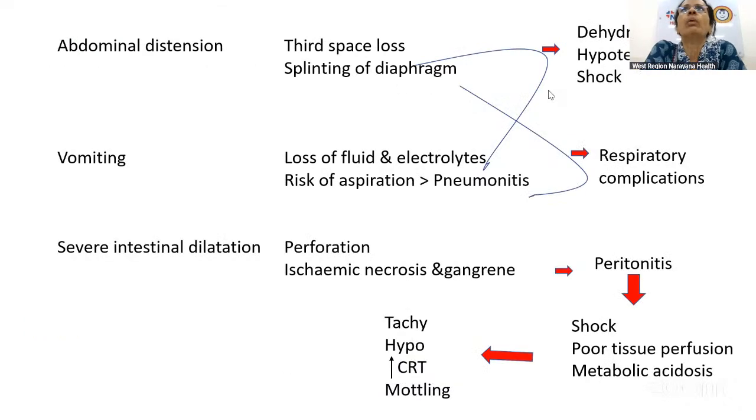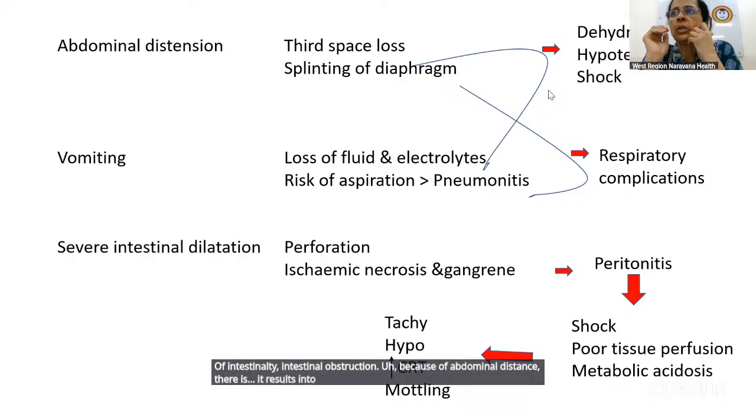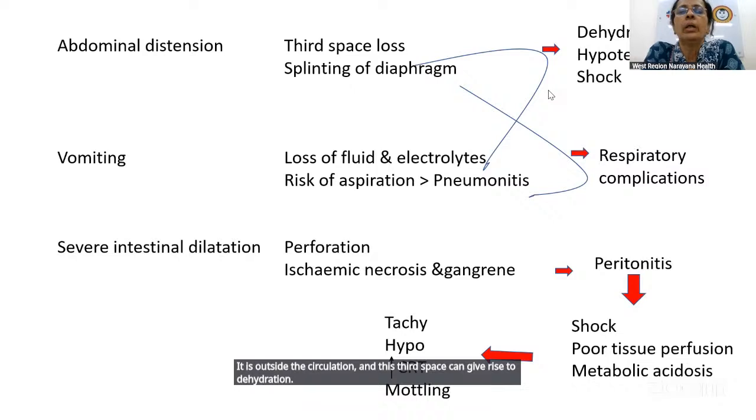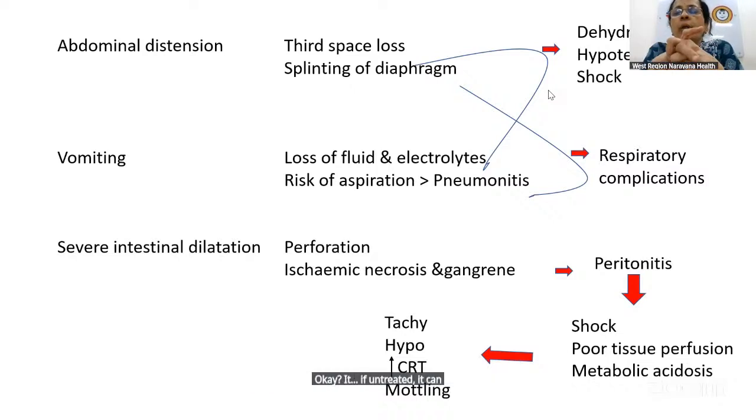So to talk about the physiology of neonatal intestinal obstruction, it results into abdominal distension. Proximal to the obstruction, there will be distension. You can see on the X-ray air fluid levels. So this fluid is in the third space. It is outside the circulation, and this third space can give rise to dehydration. If untreated, it can result into hypotension and shock. Also, because of abdominal distension, diaphragmatic movements are impaired.